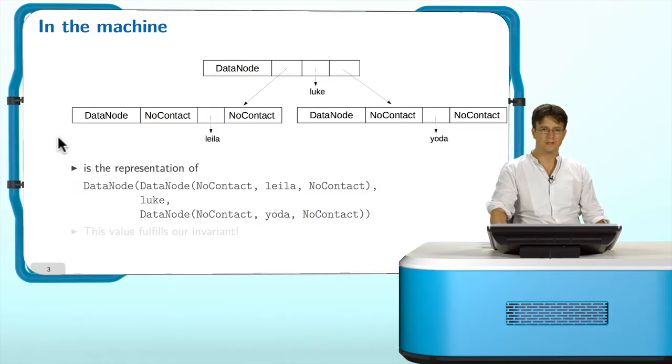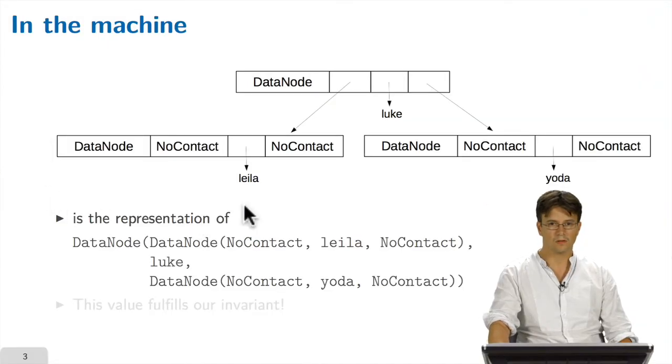So, for instance, this is an example of a representation of a database in the machine. What you get is a root with a data node containing the contact Luke. On the left, there is another data node that has no child but a contact named Leila. And on the right, you have another data node with no child but a contact named Yoda. And this value is indeed valid with respect to our invariant.